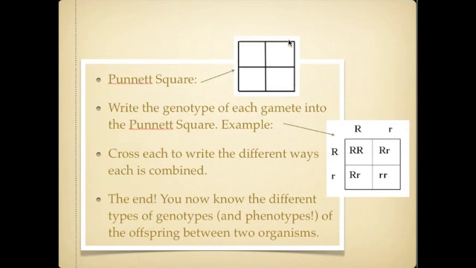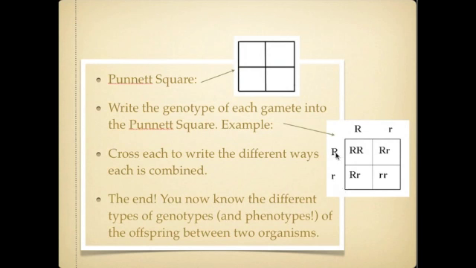Then you're going to draw this Punnett square. So we have it here, a blank Punnett square. And you're going to write each split genotype on the top. So we have the ones written on the top, capital R, lowercase r. And then you take the second parent. One set of alleles from one parent goes on the top, and then one set goes on the side.